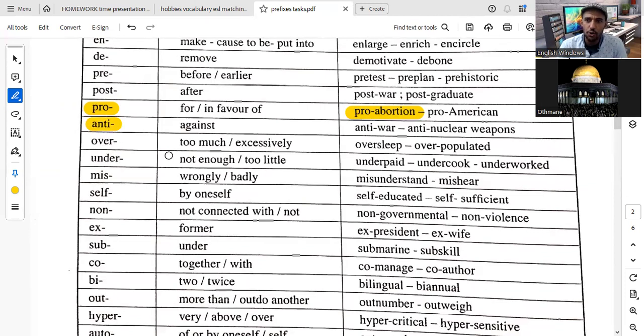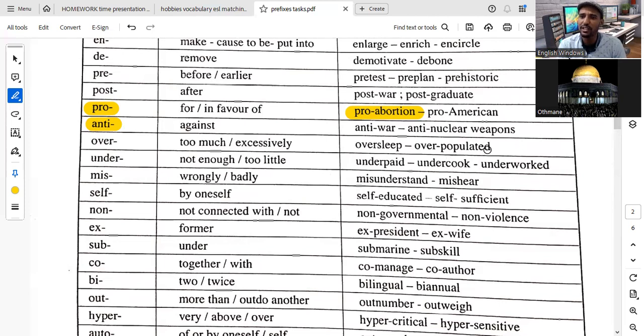When we add over before a word, especially a verb or an adjective, it means too much or excessively, to a higher degree. For instance, we have oversleep. I overslept yesterday, so when I woke up, I had a headache. Why? Because I slept a lot, more than I needed. That's what over means: more than needed.